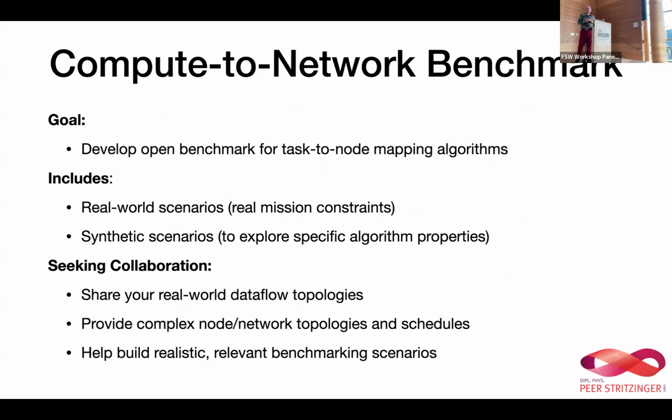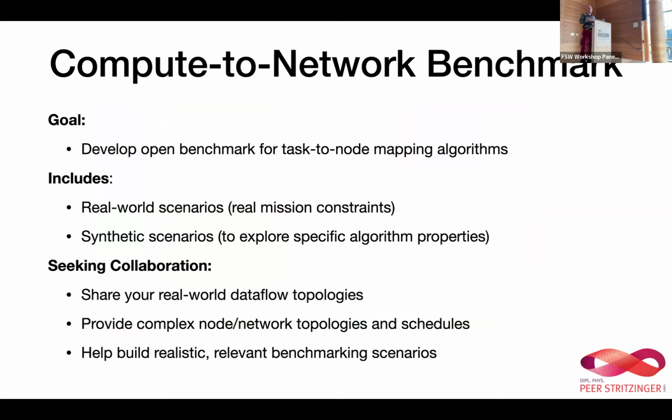So since we have these algorithm problems, basically SMT solvers don't scale so far, and genetic algorithms, and we want to compare all these solutions and maybe in the end build a hybrid solution that actually combines the different things for different scales. What we're actually missing is a benchmark for that.